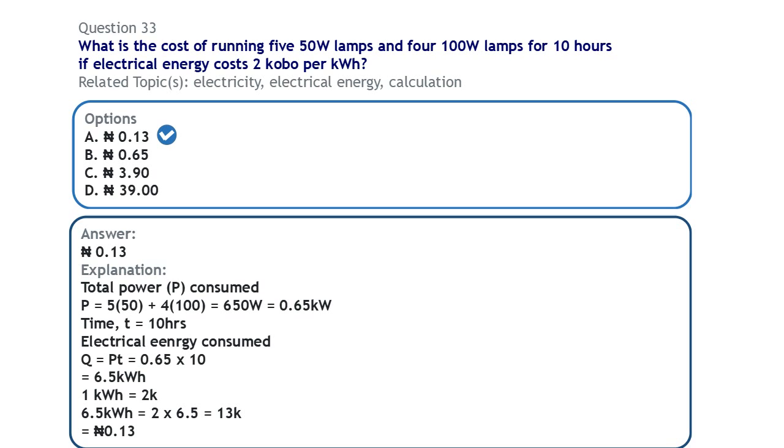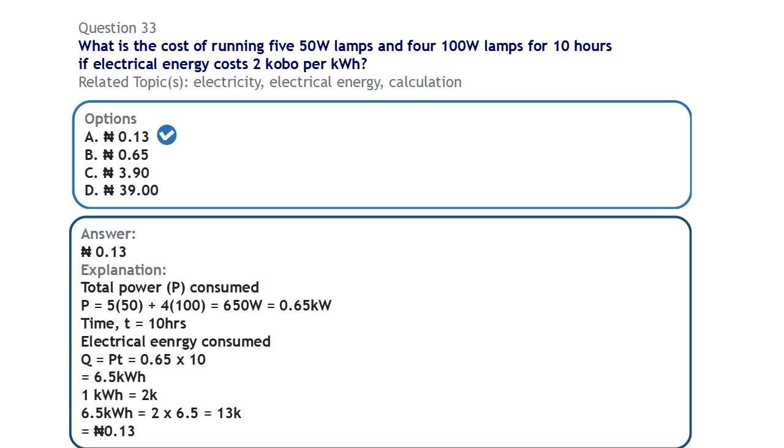So these lamps here will consume 250, that's 5 times 50. These ones will consume 400, that is 4 times 100. So 250 plus 400, we are having 650 watts. That's what they will consume. Okay, all of those lamps will consume 650 watts.